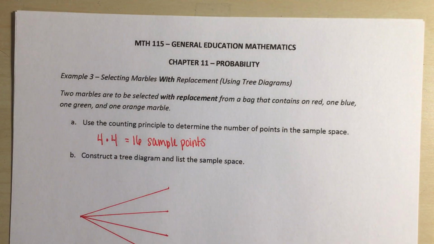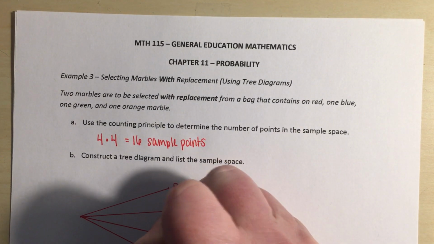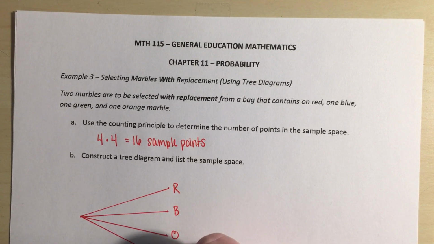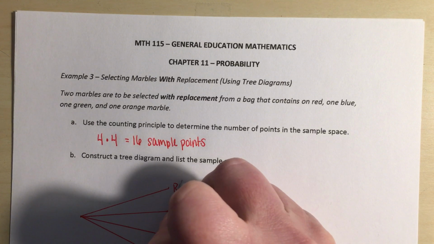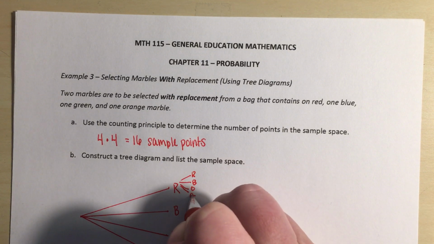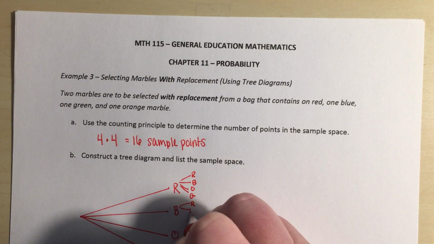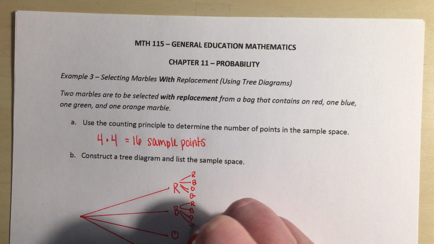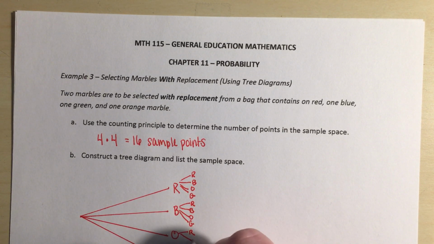And our tree diagram is going to start the same way it did on the first page, where we're going to start with either red, blue, orange, or green. The difference is here, instead of having 3 branches of the different colors off of there, we're going to have 4 total. So red, blue, orange, green, red, blue, orange, green, red, blue, orange, green, red, blue, orange, green.